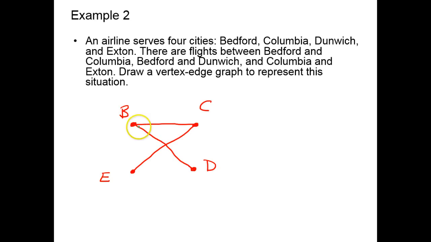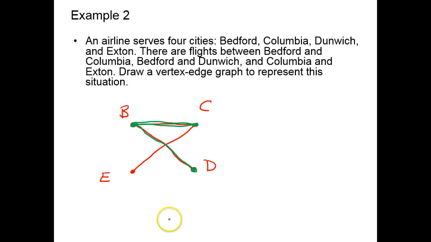Okay, so we want to use 3 edges this time to get from Bedford to Dunwich. So how could I do it? I could go from here to here, and then I'd have to go back again, so that's 1 and then 2 and then 3. So this green represents one of the ways. I went 1, 2, and then 3. So I used 3 edges to get from Bedford to Dunwich.